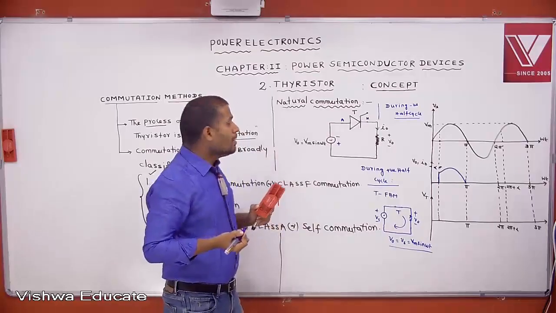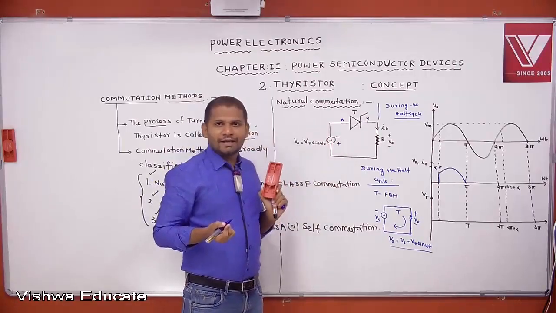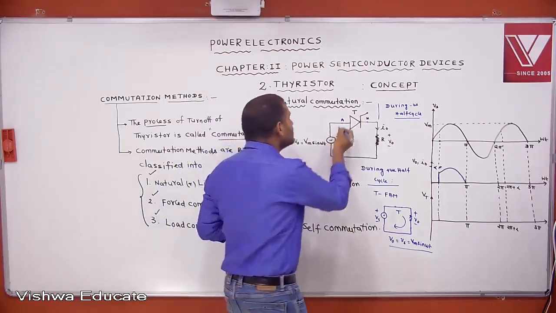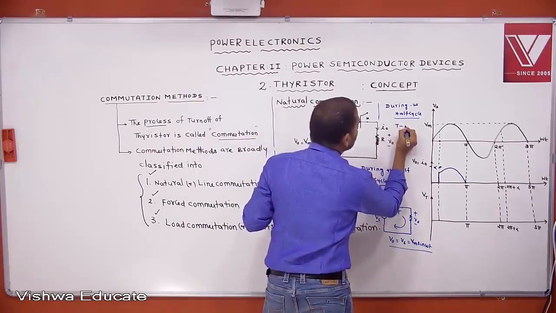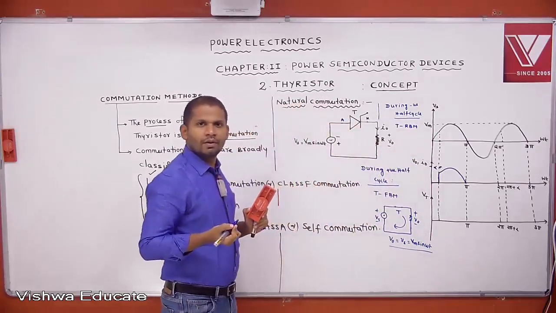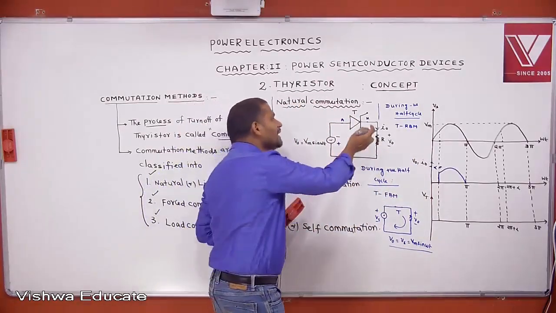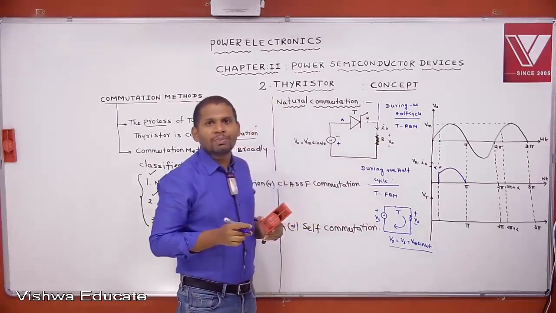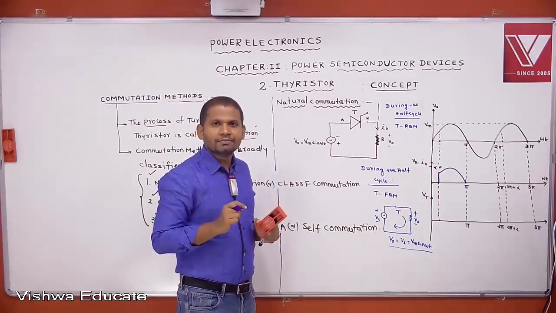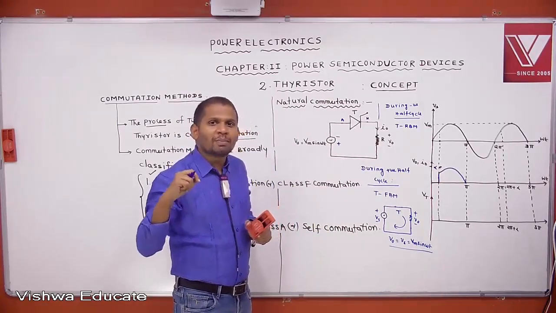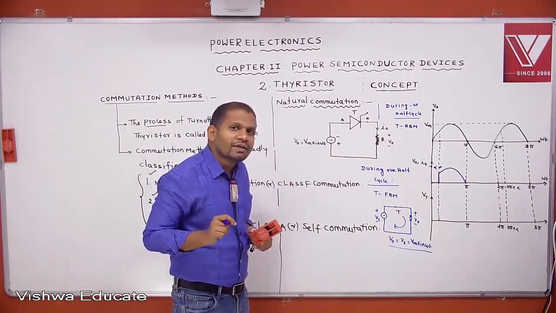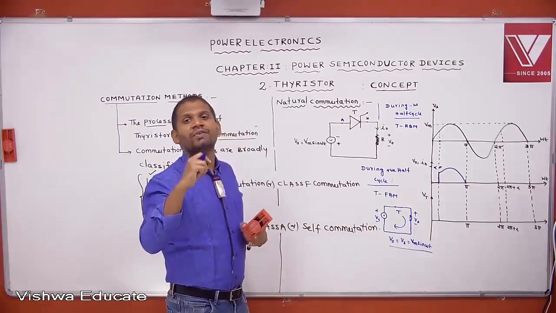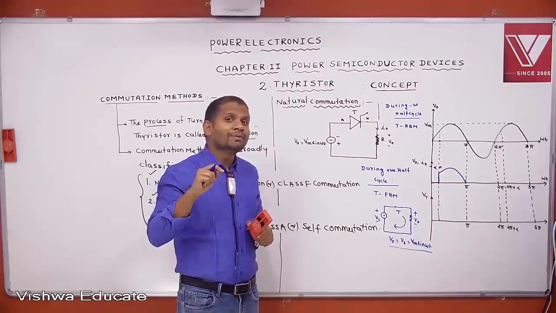Whenever the negative half cycle is started, because the anode is connected to the negative plate, the thyristor is under reverse blocking mode. Once the thyristor is under reverse blocking mode, you don't apply a triggering pulse. I told you already: if any triggering pulse is applied to a thyristor under reverse blocking mode, will the SCR trigger? No, the thyristor will not trigger.